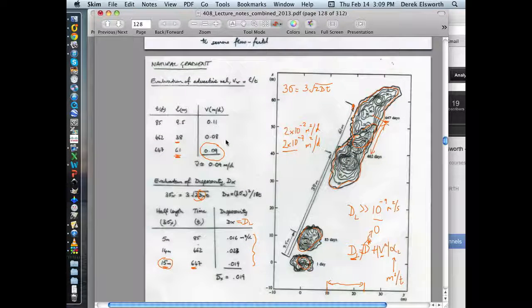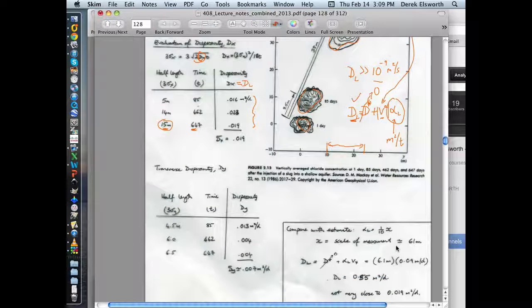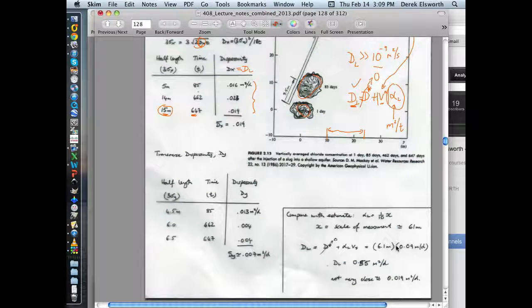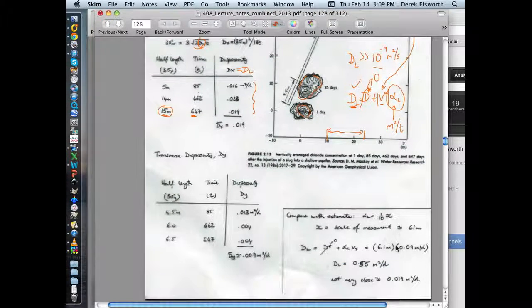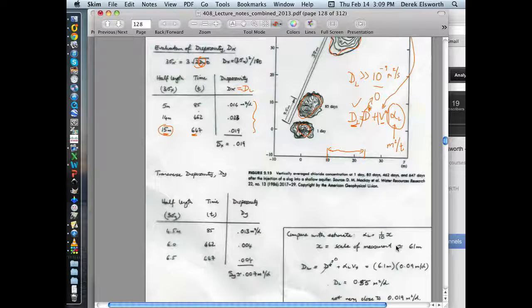And so now that we know this, and we know this, then we can calculate the value of this longitudinal dispersion. And if we do that, we end up with some number, which I don't report here, but you could do the calculation. So we can find out what it is.